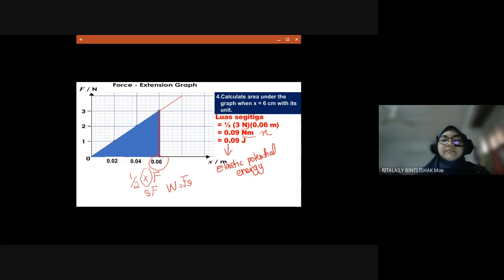Okay. So for graph, we can identify two physical quantity. One is the spring constant. Okay, sifat spring tu. And then the next one is the elastic potential energy. Elastic potential energy is the energy used to do work to extend the spring or to compress the spring. Okay.